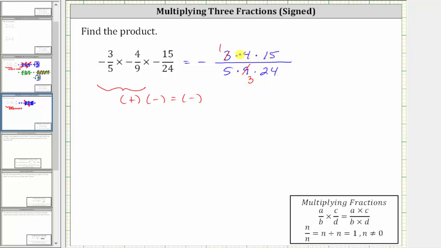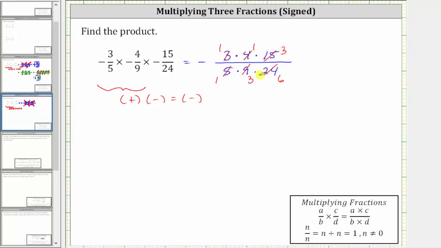Notice 4 and 24 share a common factor of 4. There's 1 4 in 4 and 6 4s in 24. We just simplified out a common factor of 4 between the numerator and denominator. 15 and 5 share a common factor of 5. There are 3 5s in 15 and 1 5 in 5. We just simplified out a common factor of 5 between the numerator and denominator.